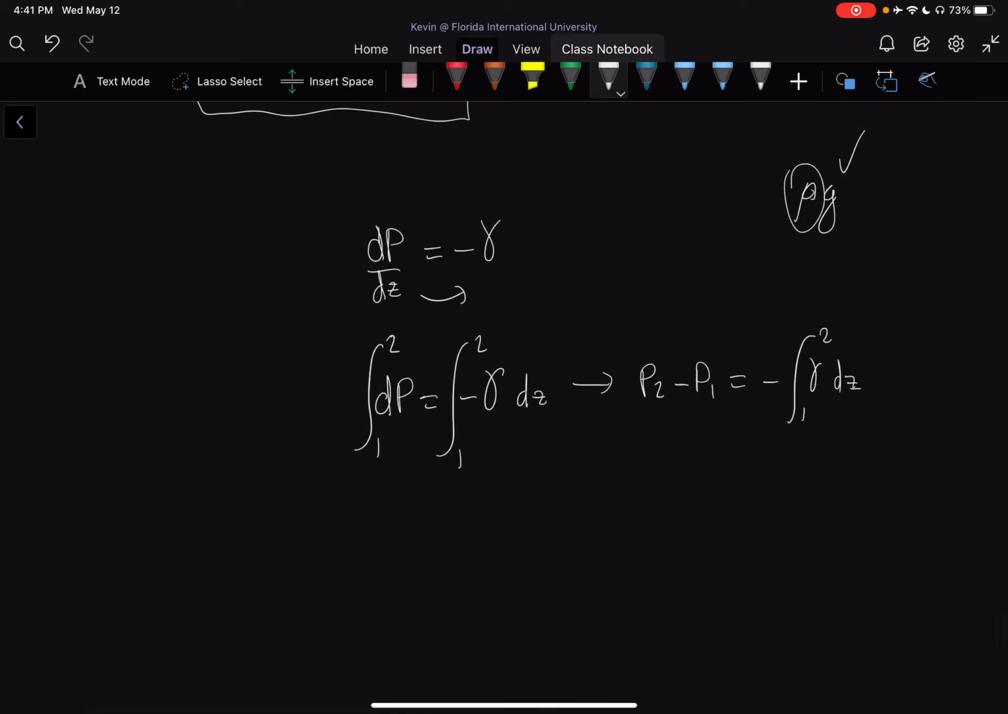So what this equation tells us, first and foremost, is that the pressure difference is related directly to the change in z. So that means that we can state that pressure is the same at all points on a horizontal plane.